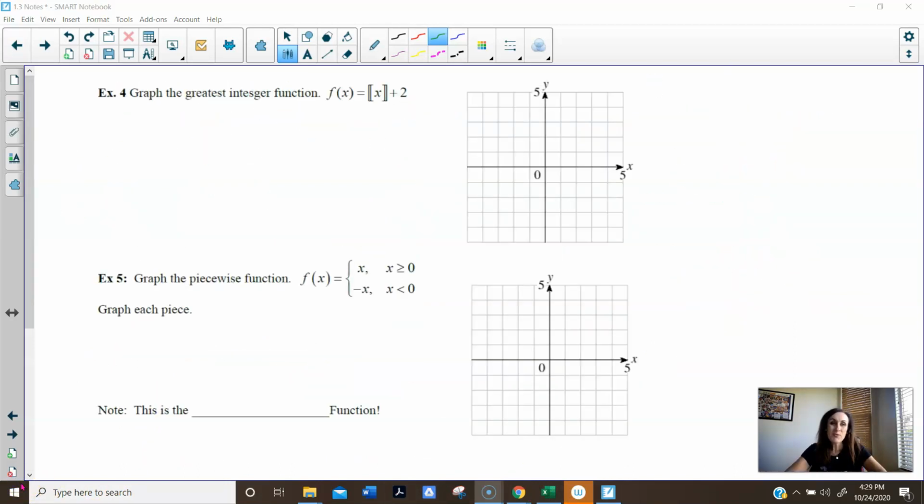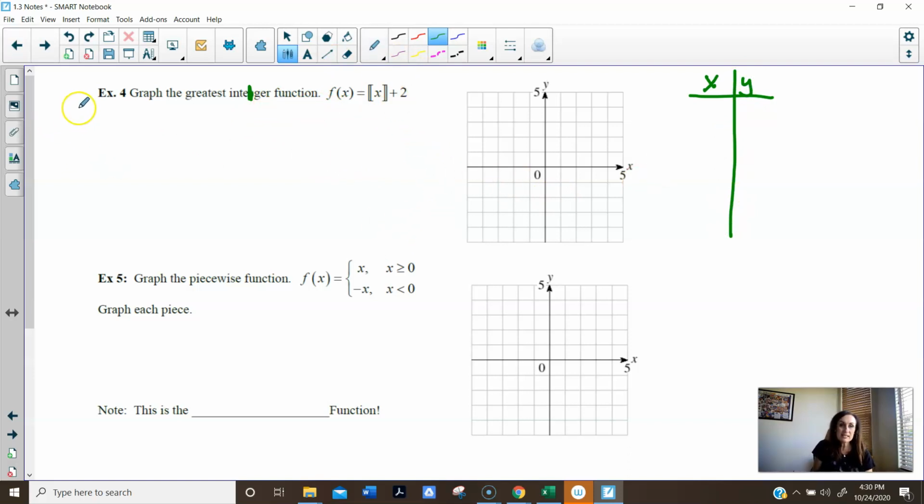So example 4, we're going to look at the graph of the greatest integer function. F of x equals the greatest integer of x plus 2. So this is a typo here. Cross off that S. All right, so here we go. So you're going to take a table. And let's talk about greatest integer.